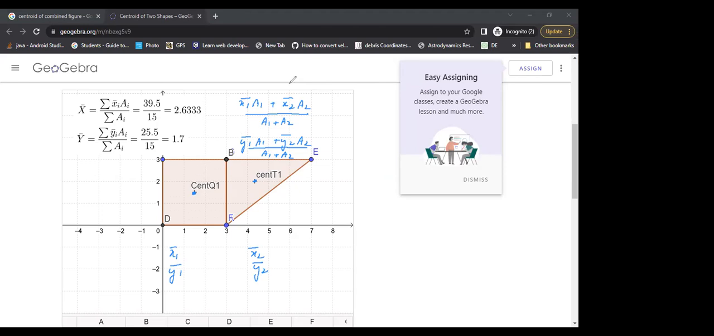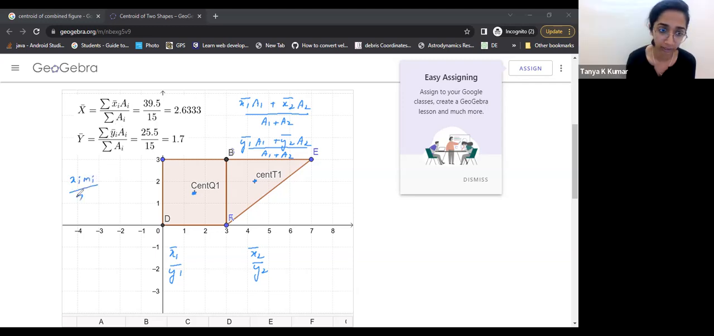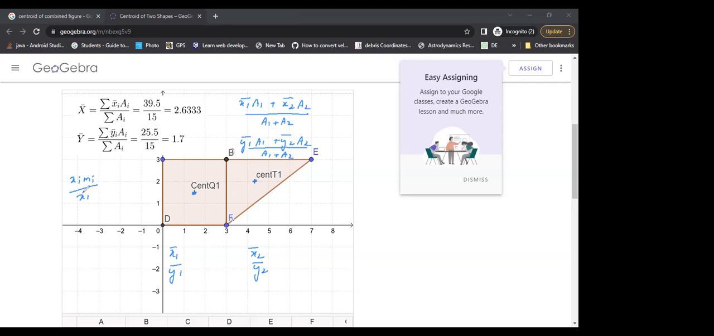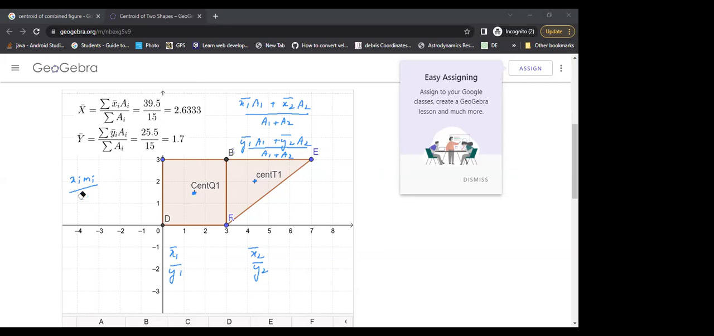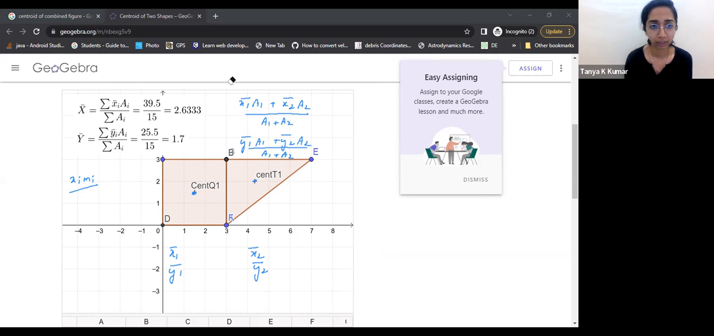Now, ma'am, the center of mass formula is summation of xi mi by summation of xi, ma'am. Will it not be mi? No, ma'am, because xi is the distance, ma'am. Center of mass. Okay, yes, my bad. So it will be summation of mi.